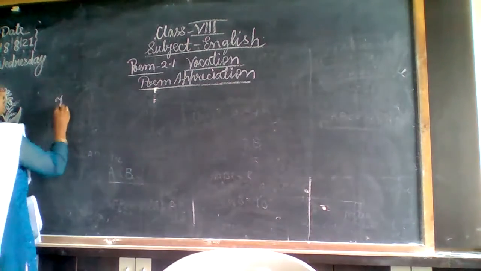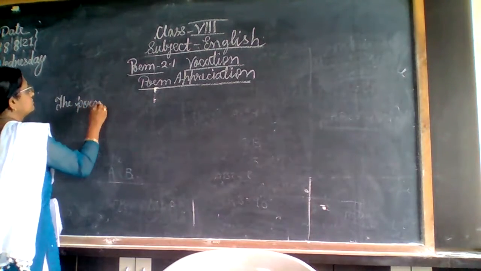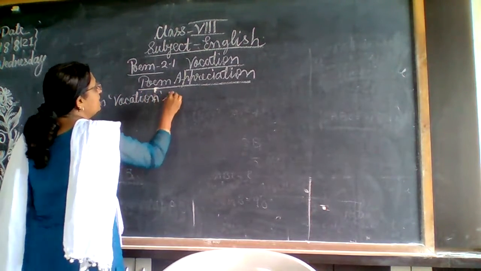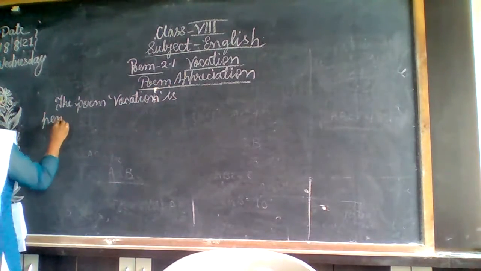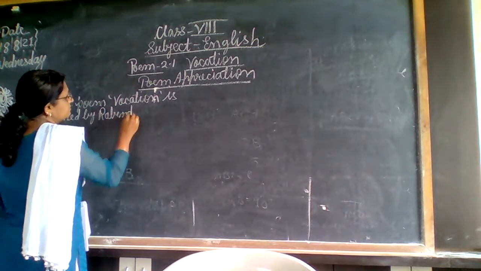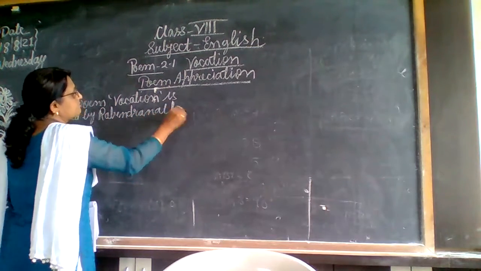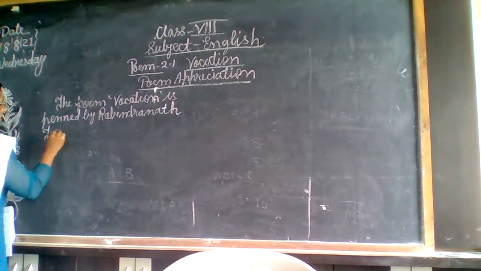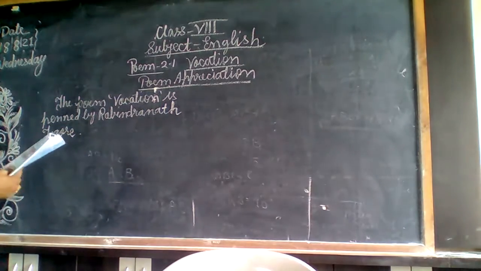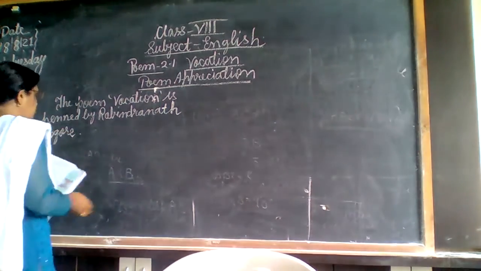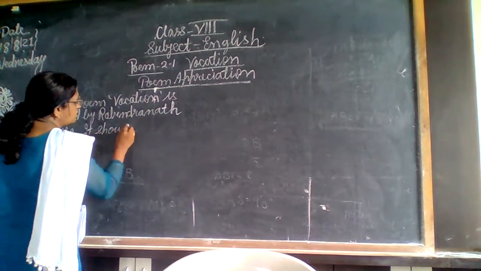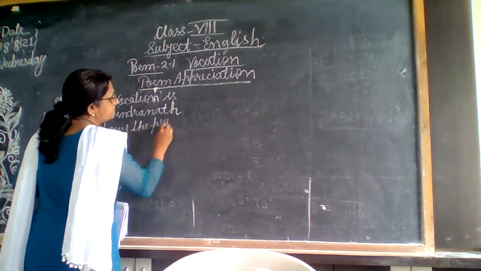Here we will start with the poem 'Vocation' is penned, P-E-N-N, penned means written, is penned by Rabindranath Tagore. So this is enough for the first paragraph, okay? Because we have to write only the name of the poem and the poet. But if you write, it shows the psychology of the school going child, this you can add.